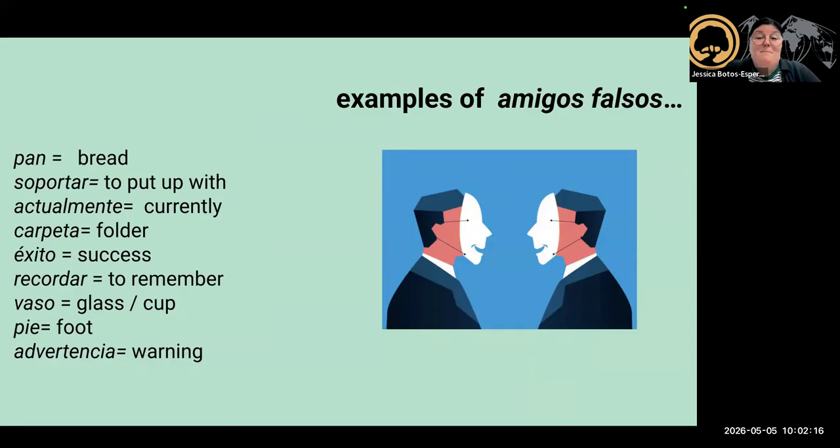For example, pan in Spanish means bread and not a pan like you would cook something in. Actualmente does not mean actually, it means currently. And carpeta doesn't mean carpet. In Spanish, it means folder. So sometimes your brain is like, I got this. And Spanish is like, nope. But don't worry too much, though. There are far more cognates than there are false friends.